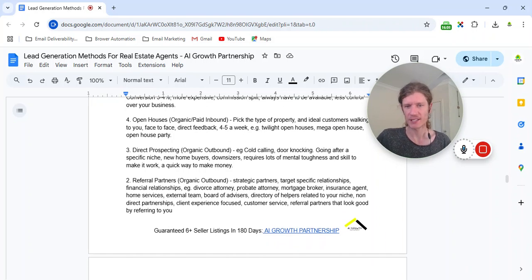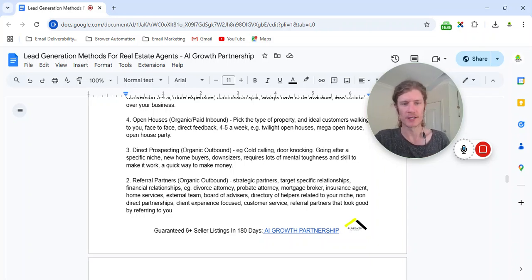Number 2 is referral partners. So this is where you go and find strategic partners that will be working with similar clientele to you. So, for example, divorce attorneys or divorce lawyers, because when people get divorced, generally they have to sell their assets. So, a real estate agent will come in handy for them. Mortgage brokers will be talking to people who are looking at their financial options about houses. So a mortgage broker will also be someone that will be great to talk to, along with insurance agents, home services. All these guys make great external partners.